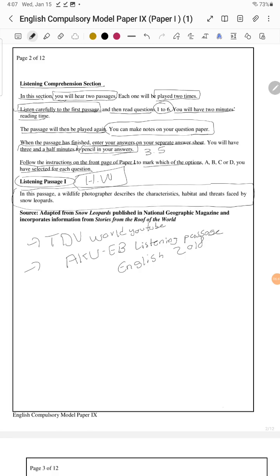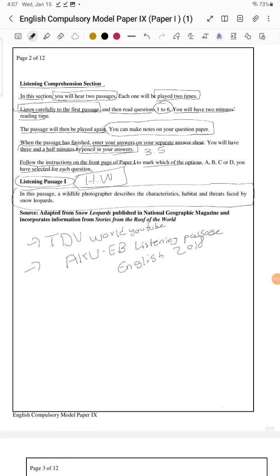The recording will be opened once, then you will hear the recording, then you will read the questions of this paper, then you will resume the recording from the beginning and listen to the recording again, and in the meantime you can prepare notes. After the recording has finished, you have to encircle the answers to the questions on your separate paper, like A, B, C, D. So this is your homework.